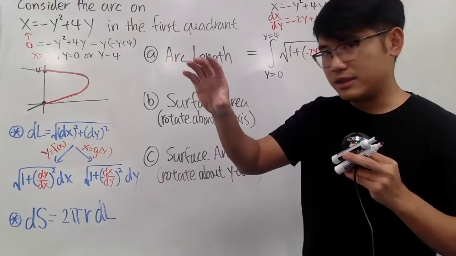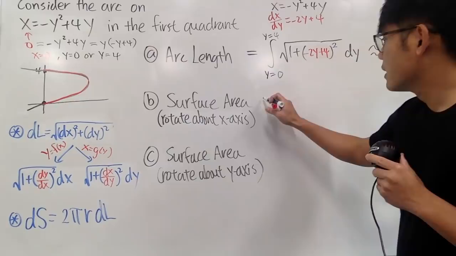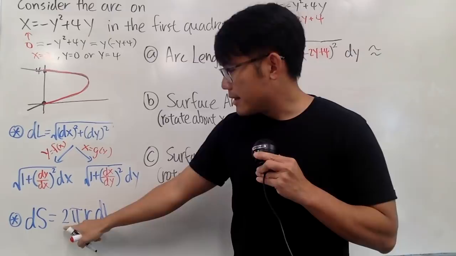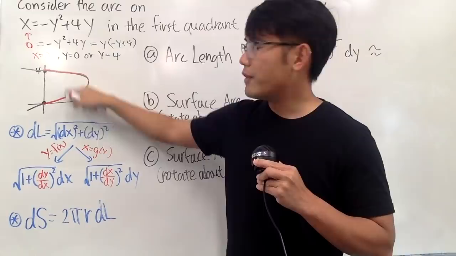And then this is the surface area, you have the outer part, and then you also have the inner part, right? But anyway, for the surface area, first we have to look at the ds. The formula is 2 pi r times dl. R is the radius. Well, if you have a point right here, for example, the radius is just going to be the y value because it's vertical. This right here is the y value because you are rotating about the x-axis.